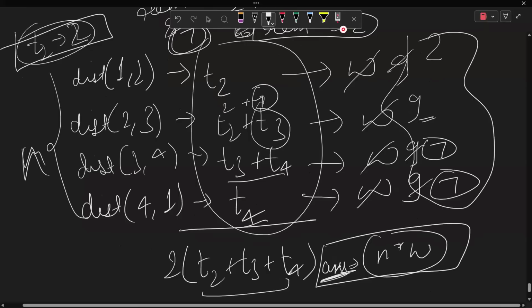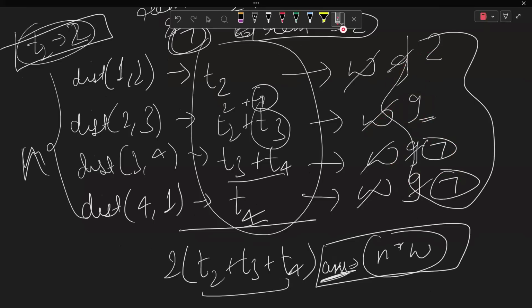So if you can calculate this change: from 9 to 2, from 9 to 9, no change, 9 to 7 change, 9 to 7 change. If you can calculate this change in O of 1 or something, some optimal way, then you can find your final answer. So basically we need to calculate the change.